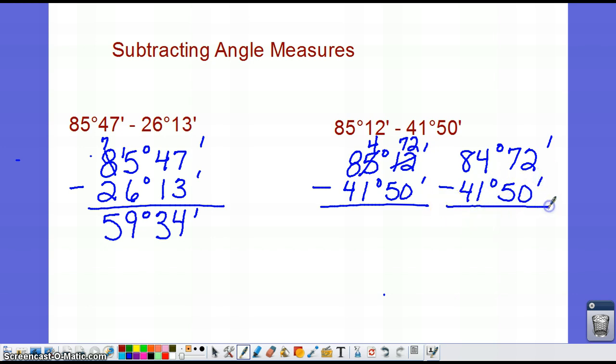So I wrote it there so you can easily see what we are doing. Alright, so let's subtract. 2 minus 0 is 2. 7 minus 5 is 2. That's our minutes. And then our degrees. 4 minus 1 is 3. 8 minus 4 is 4. So 43 degrees, 22 minutes is what we get.